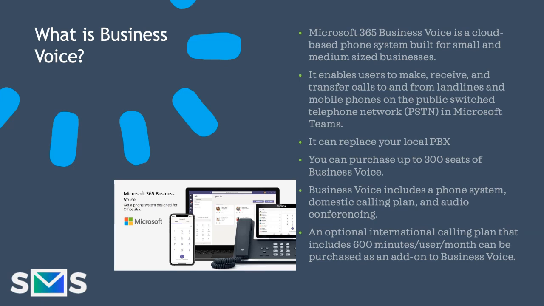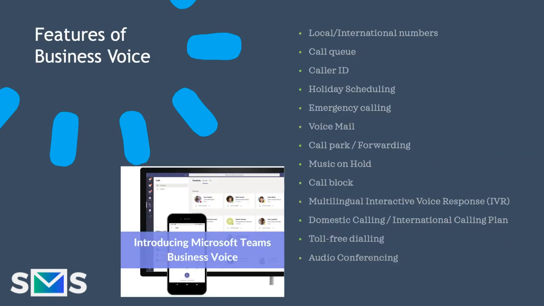It also allows you to have up to 300 seats, so that's 300 users on the system itself. Like I mentioned before, it does include a domestic calling plan, and it also allows you to do audio conferencing, so you get a dial-in number that you can dial to listen into conference meetings, etc. There are some additional add-ons that you can get as part of the service, basically to allow things like international calling. So if you're going to be dialing international numbers, then you would need to buy an add-on to do that. So these are some of the features of Business Voice.